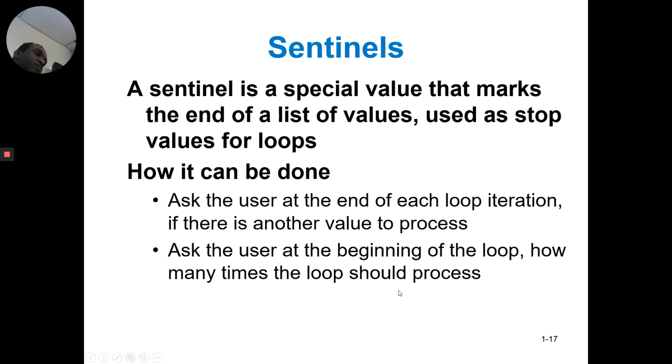Sentinel is a special value that marks the end of a list of values, used as a stop value for loops. So how it can be done: ask the user at the end of each loop iteration if there is another value to process. Ask the user at the beginning of the loop how many times the loop should process.